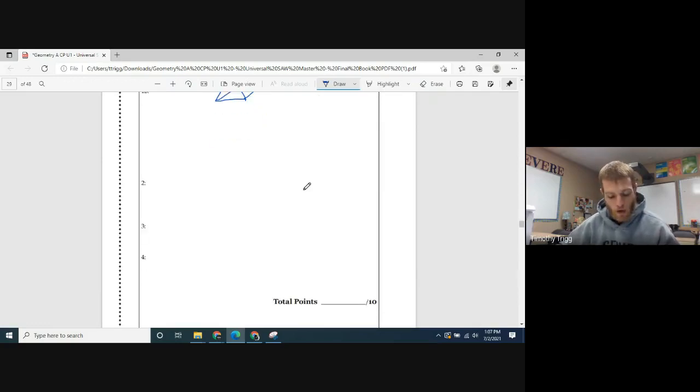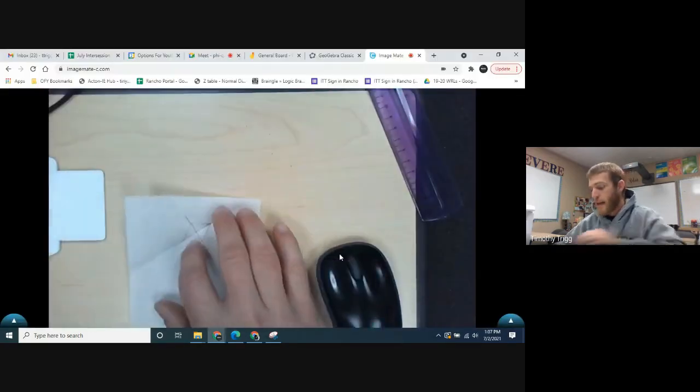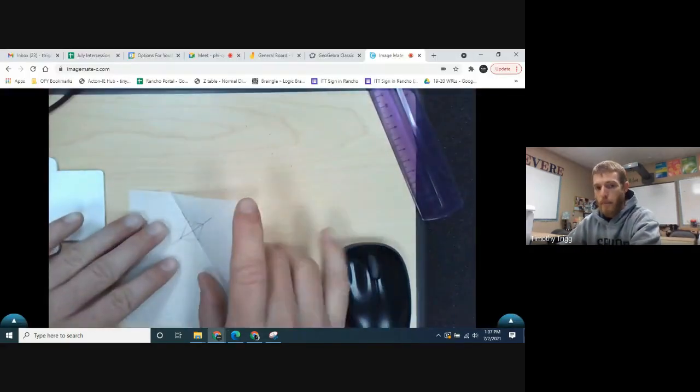Now let's move on to question 2. Question 2 says, do all parallelograms have reflectional symmetry? In other words, do all parallelograms have a line of symmetry? As we discussed, the rhombus did have two lines of symmetry, right?